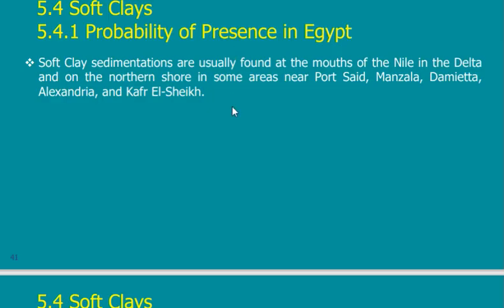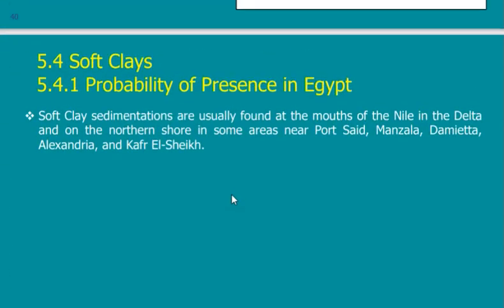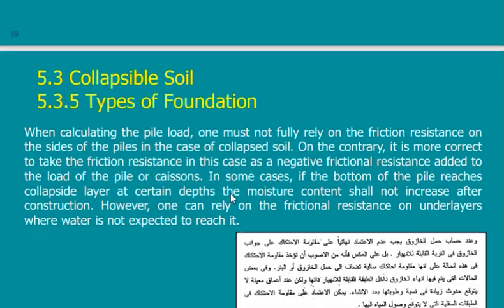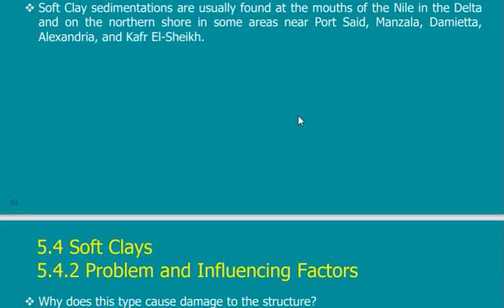In the previous lecture we reached soft clay soil, which is the 3rd type of problematic soil found a lot in Egypt. And we took a few slides from this lecture. We're going to remember them very quickly to start from where we ended last time. For soft clay, we gave the locations. They are all near the shore: Alexandria, Kafr al-Sheikh, Damietta, Manzala, Port Said, always near the shore.